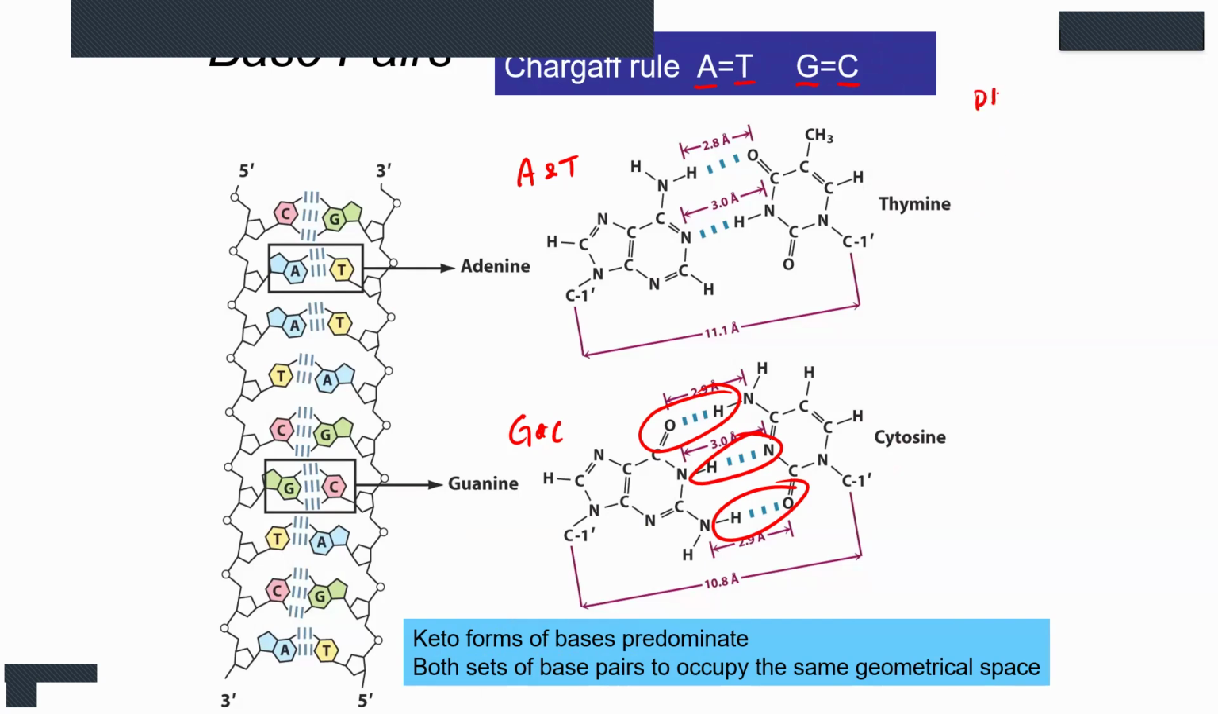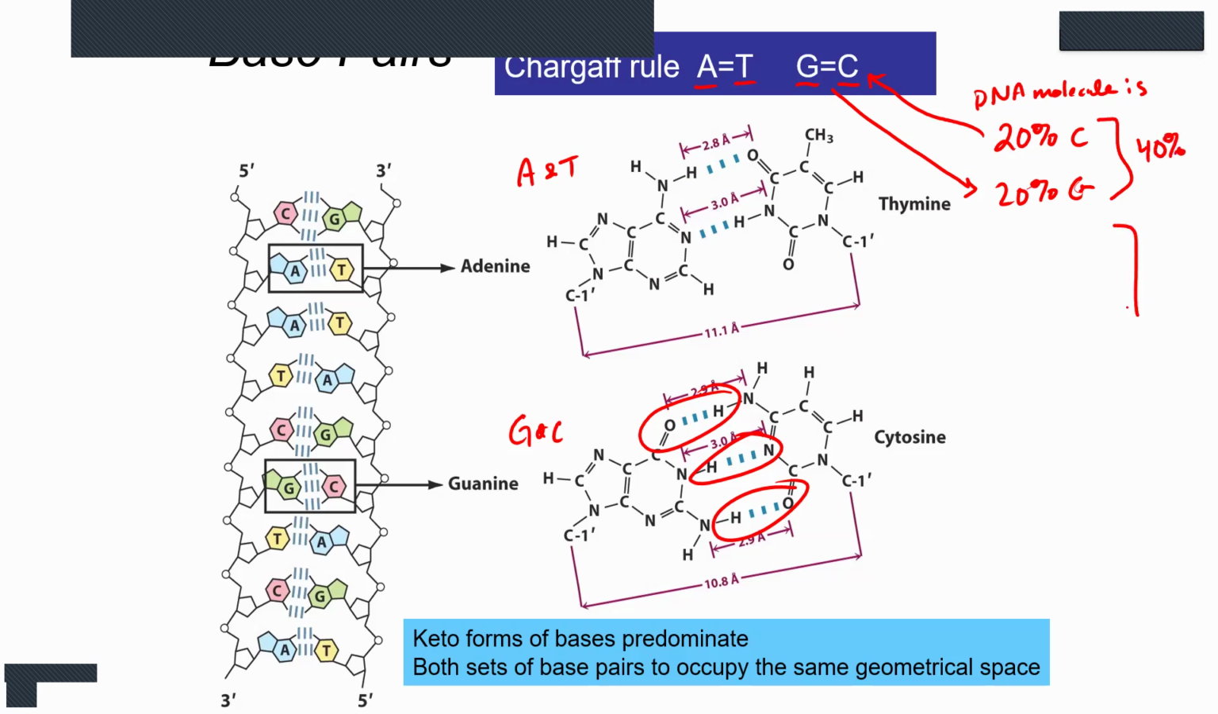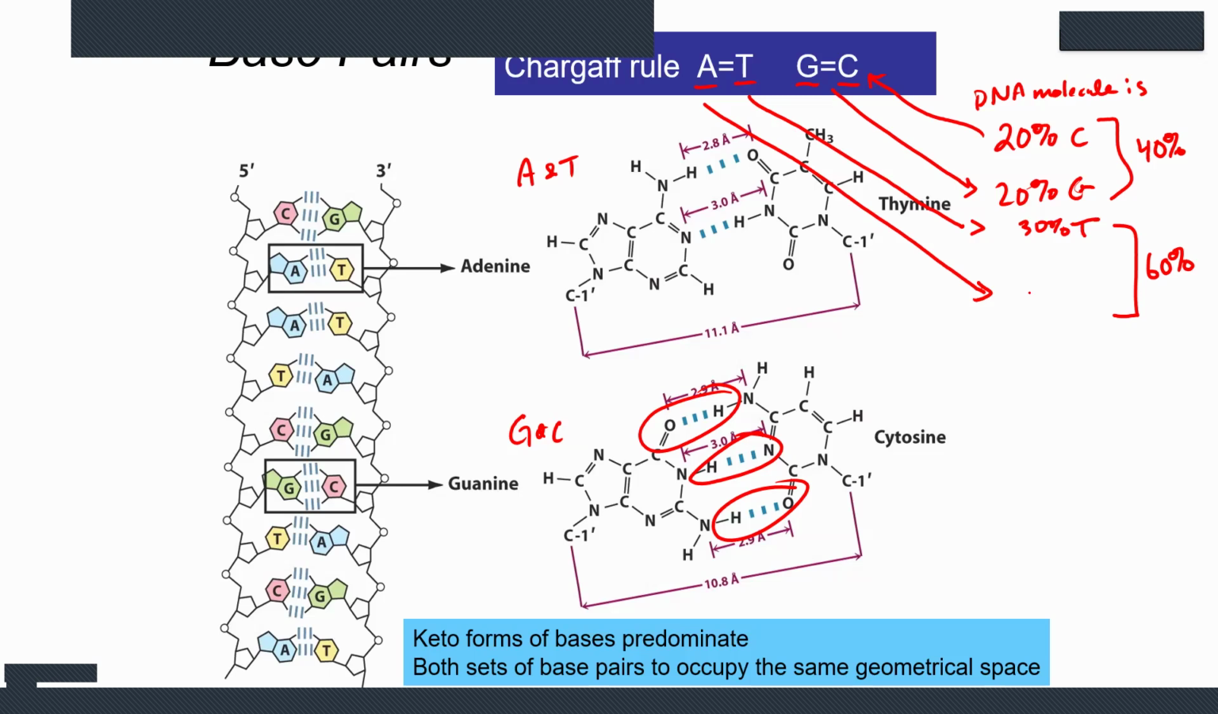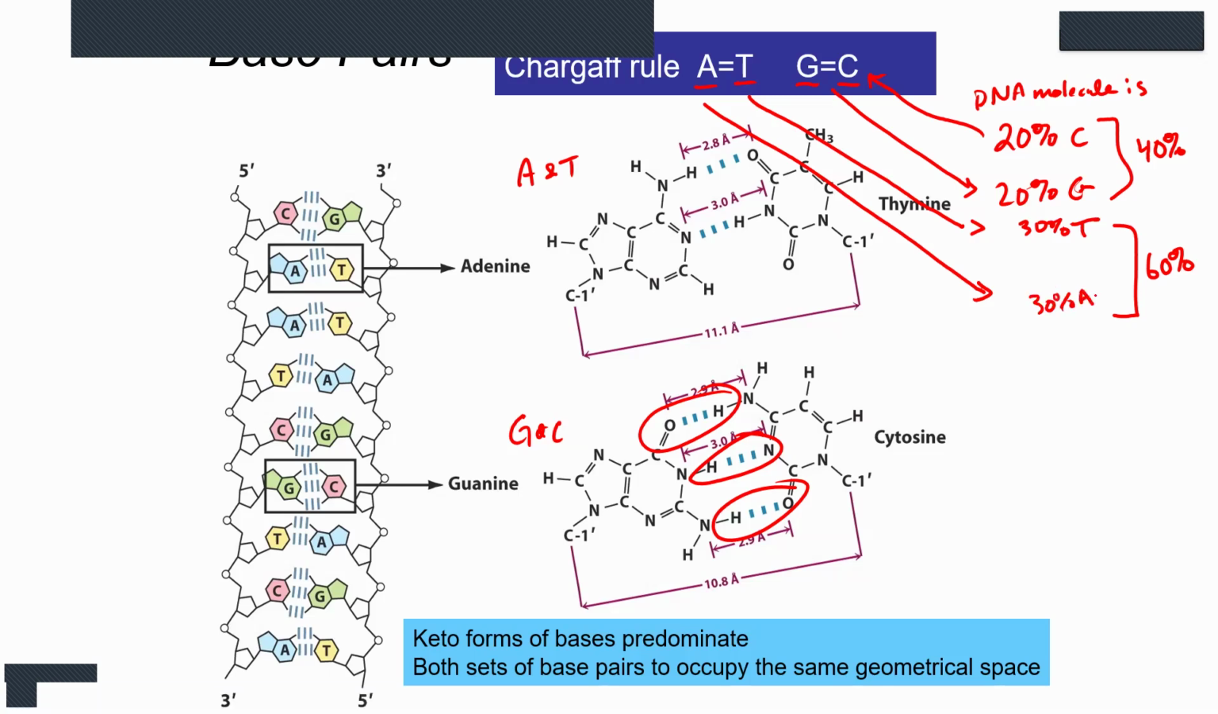If I tell you that a DNA molecule is 20% C, well, as it turns out, I've told you everything about the composition of that molecule, because Chargaff's rule says if it's 20% C, then it is 20% G. Those two combine to give you 40%, leaving behind 60%, which means these two things that are equal to one another, A and T, are 30% T and 30% A. So that's our total breakdown of this.